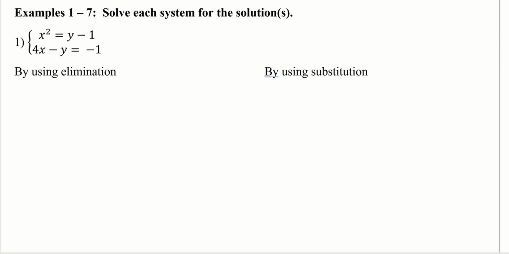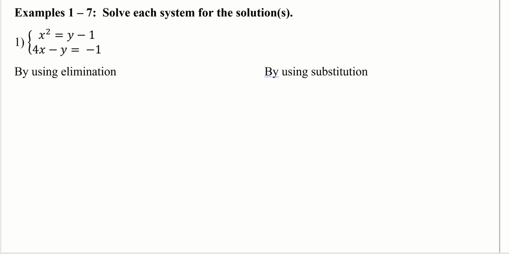Cool. So for these, it says 1 through 7. We're going to solve the systems. If you notice on this first one, it asks you to do it by elimination and by substitution. It's repetitive. We won't ask you to do this on a test or something, but it's just to show you what's happening.